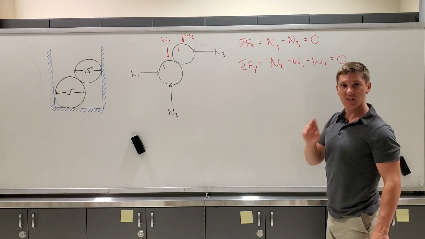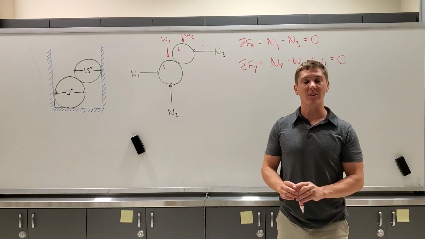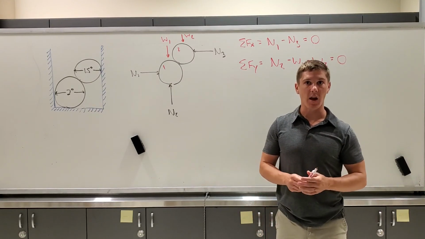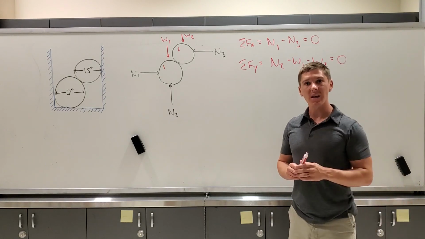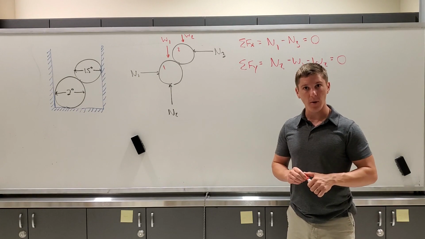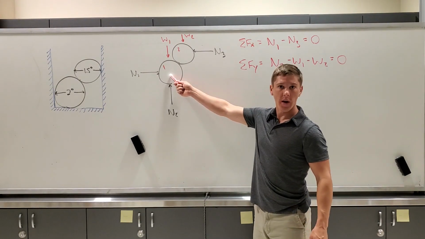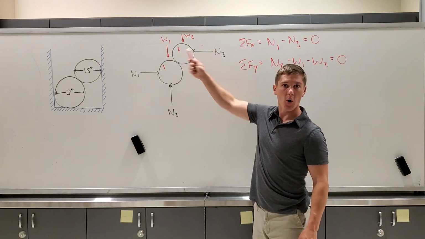So I know I can't solve this system of equations because if I have 3 unknowns, I have to have at least 3 equations of equilibrium. So I must be missing something. A while ago I said that we can draw 3 different free body diagrams. So let's go ahead and jump into that. We can draw another free body diagram in which we just analyze particle 1, and we can draw another free body diagram in which we just analyze particle 2.